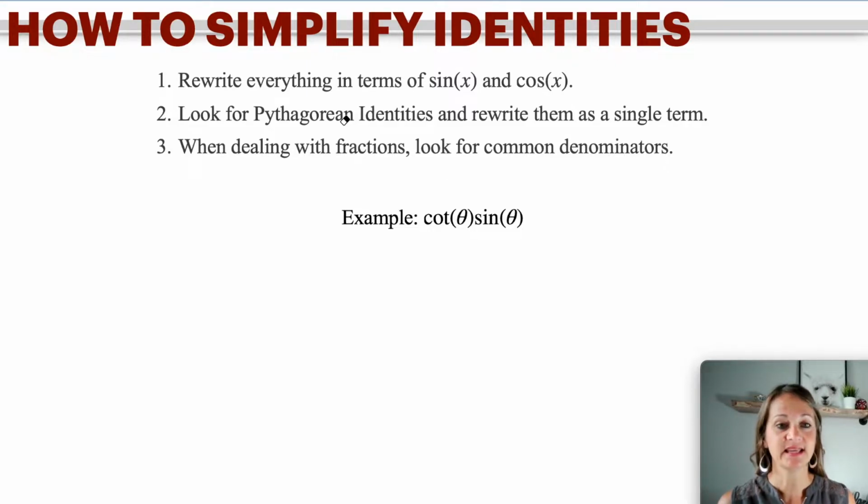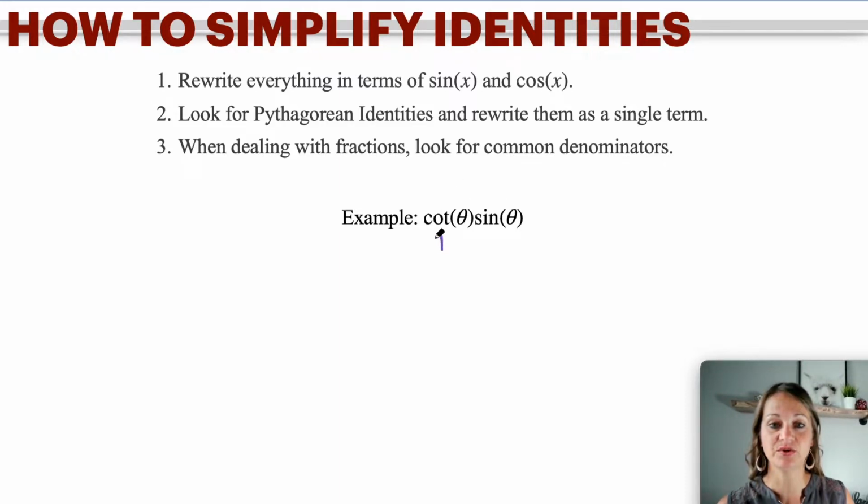expression. The second thing to look for is Pythagorean identities that we've discussed in the past, which is sine squared plus cosine squared equals 1, or identities that come from that. And third, when dealing with fractions, always try to look for common denominators. As an example, we're going to simplify this identity. For example, I want to try to simplify this identity.